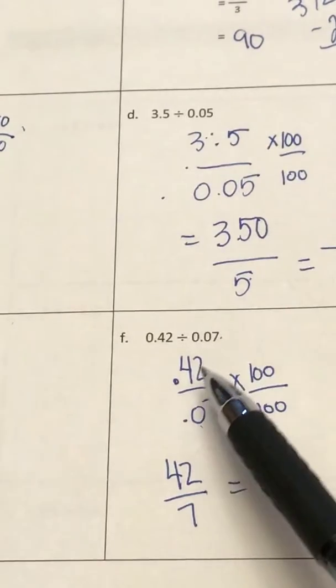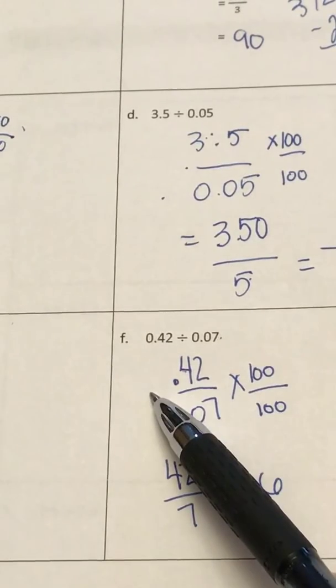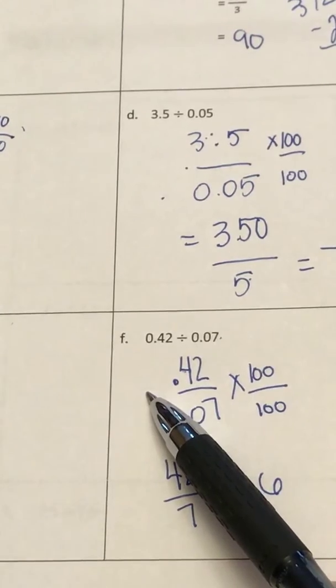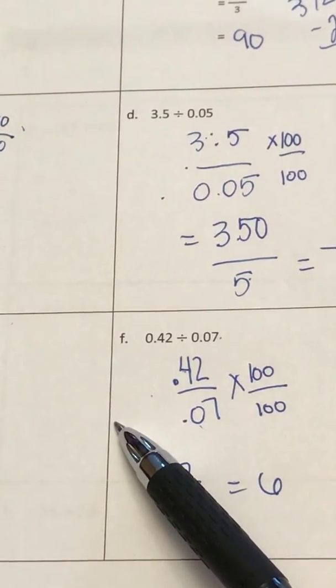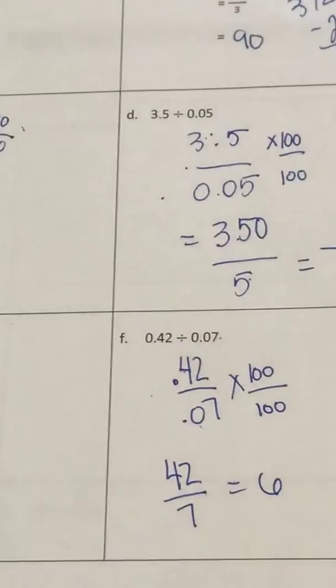When I put it on that place value sheet, if I move it 1 time, the 4 becomes a 1. If I move it 2 times for 100 times, that 4 becomes a 40.